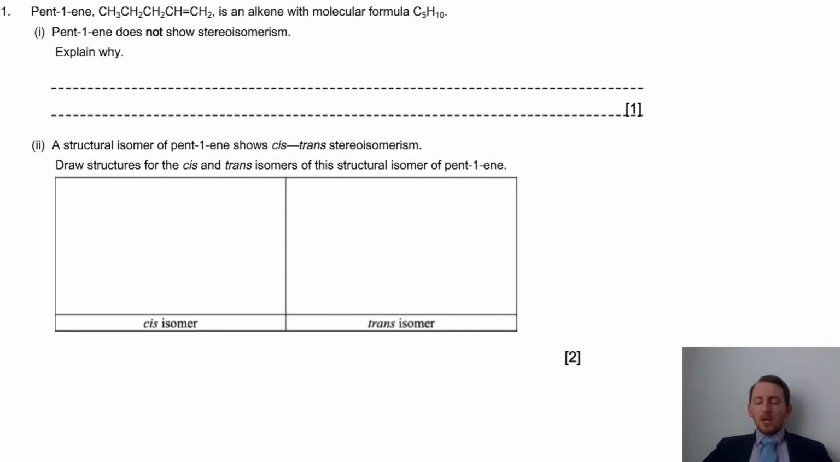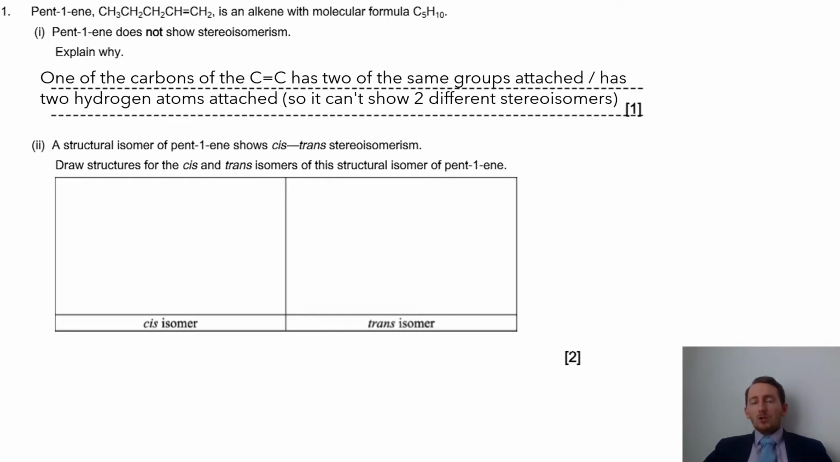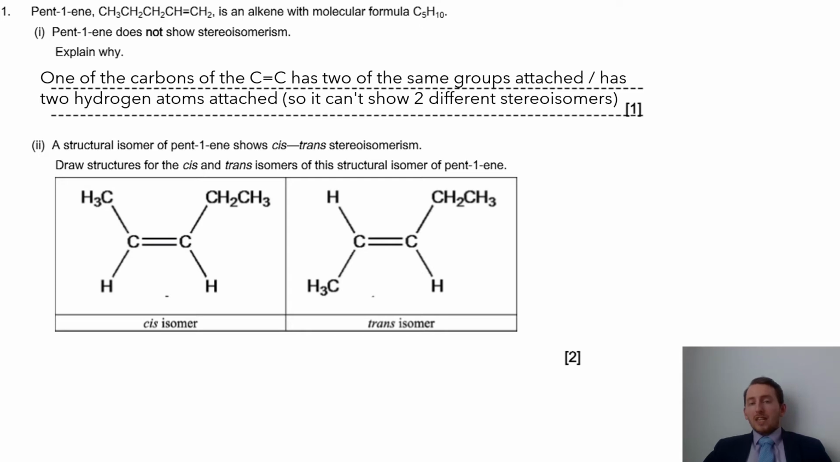that knowledge. So an answer for why pent-1-ene does not show stereoisomerism: we can see on the end of the structure they've given us that one of the carbons, that very end carbon, has two of the same group attached. There'll be two hydrogens, so therefore you can't show different stereoisomers. Now, there are structural isomers of pent-1-ene that show cis-trans, and we need to draw those structural isomers. So hopefully we have structures that look like that. Make sure that the cis and the trans are there, and hopefully that should all be okay.